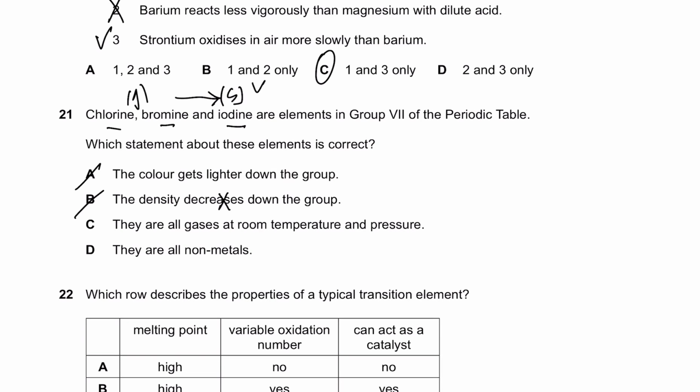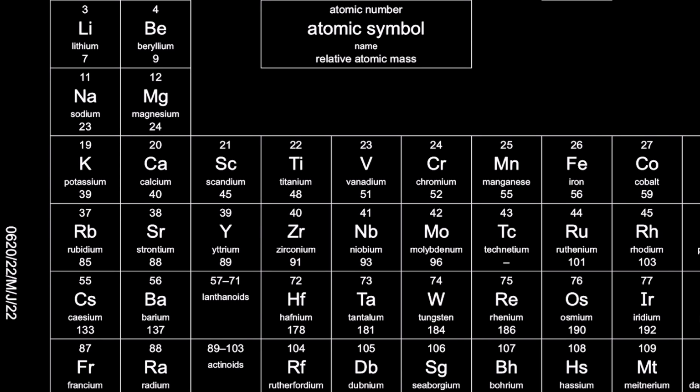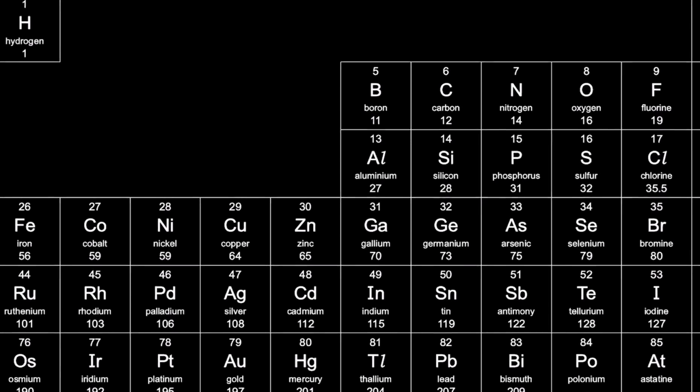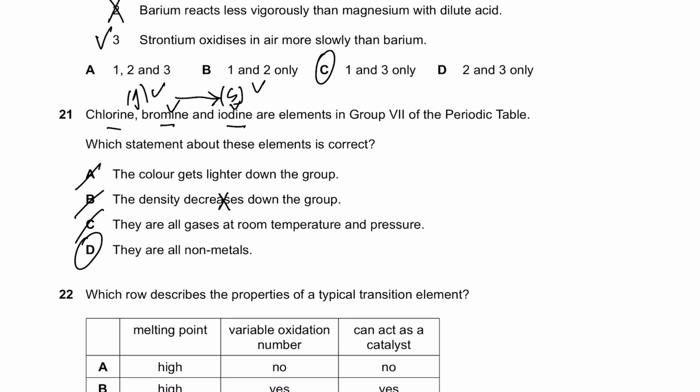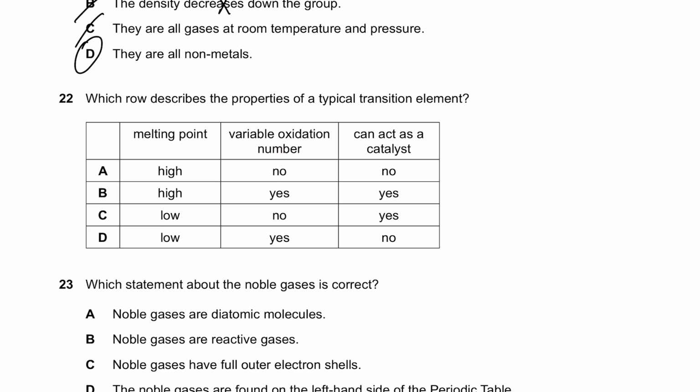They're all gases at room temperature and pressure. No, that's a gas, that's a liquid, that's a solid, so C is wrong. They're all non-metals. Yes, that's true, because the way you could identify non-metals is draw a staircase after boron, and the right of this staircase would actually contain all the non-metals, and the left would contain metals, and in between there are many metalloids, but who cares, not a part of our course.